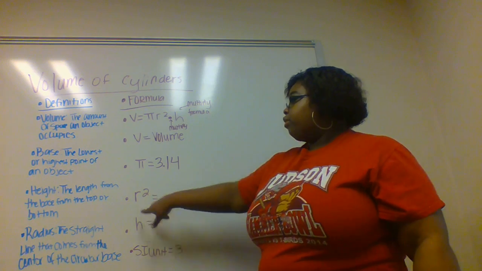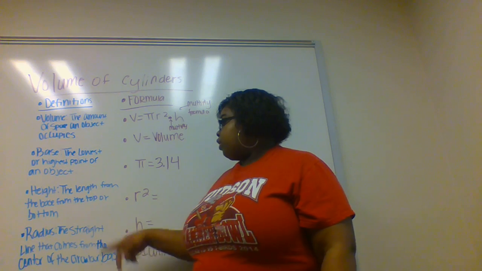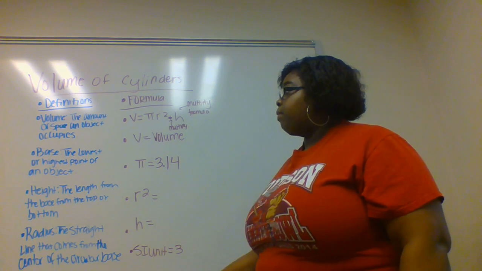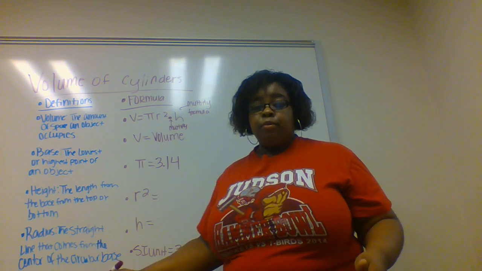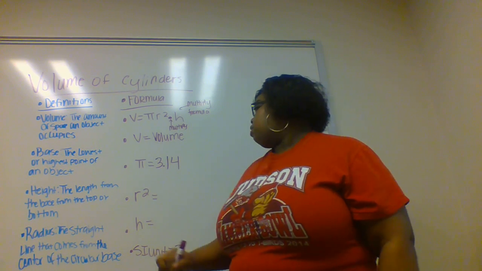Next, we have r squared. Like I said in the definitions before, the r is going to be the radius, which is the straight line that comes from the center of the circular base. And you'll get to see the circular base when we go into the examples, and I will show you what the radius actually looks like.